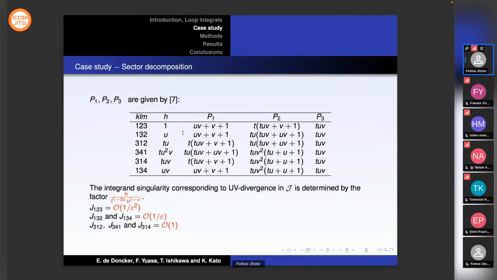Here is the table with the structure of the integrands for the different indices klm. Looking at the singular factor times the H function that is given in the second column will give rise to J1 to 3 being of order 1 over epsilon squared, J32 and J134 of order 1 over epsilon, and then the rest of order 1.